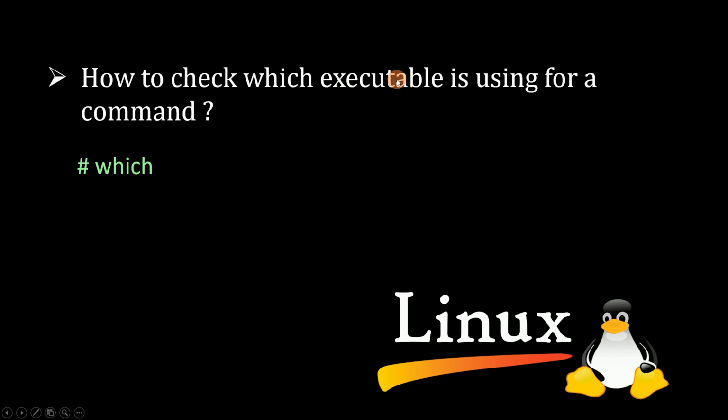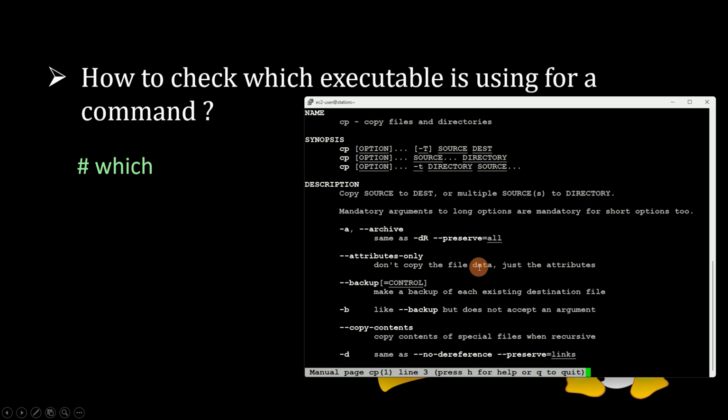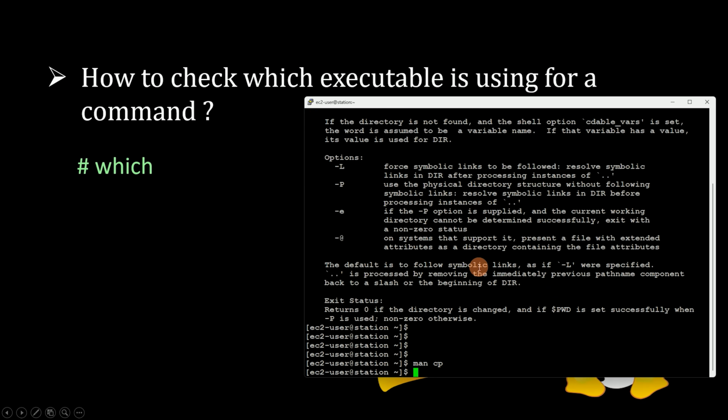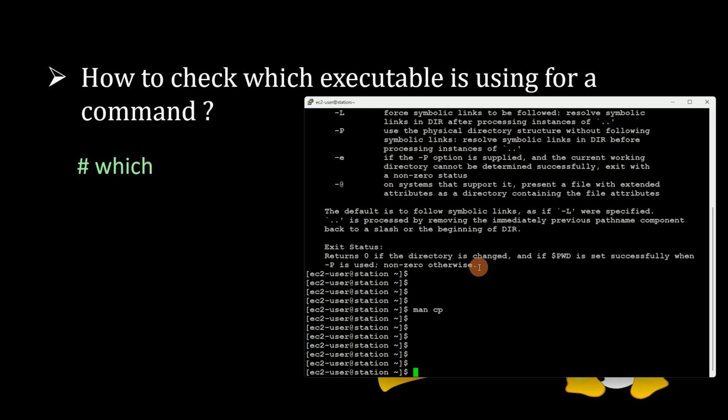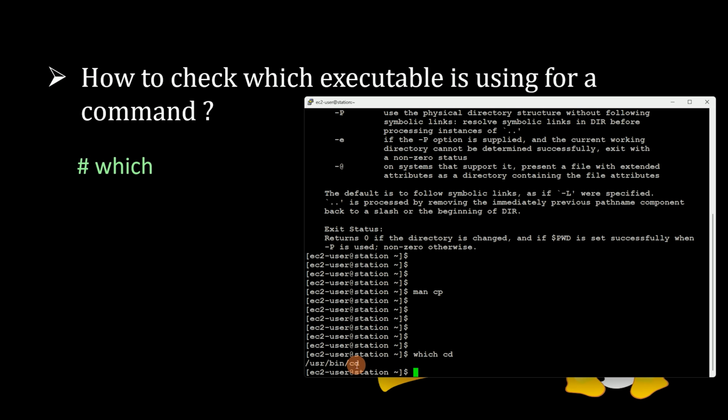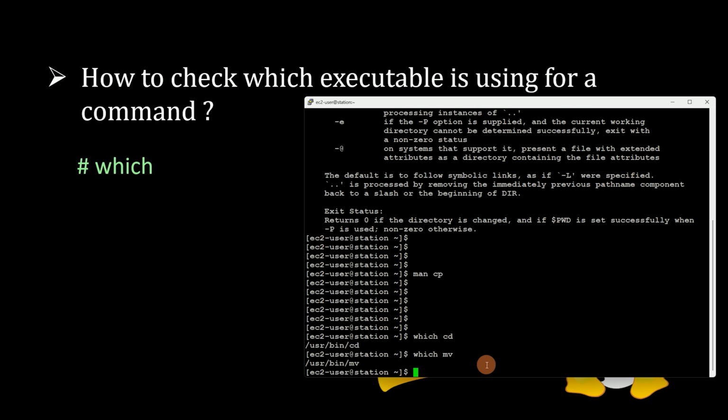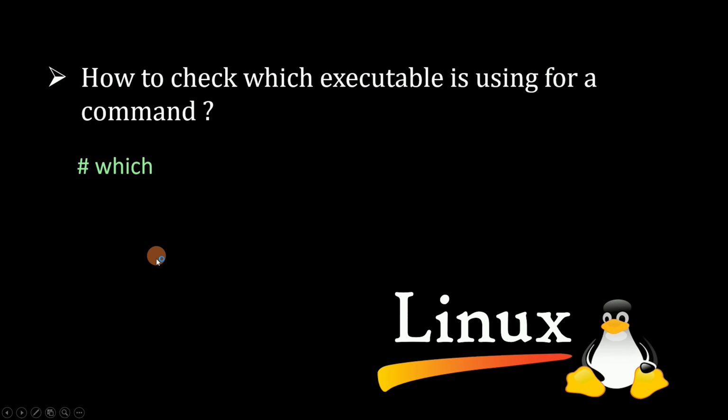How to check which executable is used for a command. For that, you can use the which command, which will give you the place where it is. Okay, let me get out of this using the Q button. So with which, suppose I want to look for the cd command. It is giving me the executable for this, placed over here. Let me search for which mv. It is also here. So in this manner, we can check if the executable is there or not, and if it is there, exactly at which location.